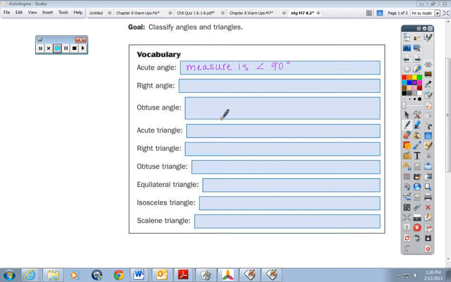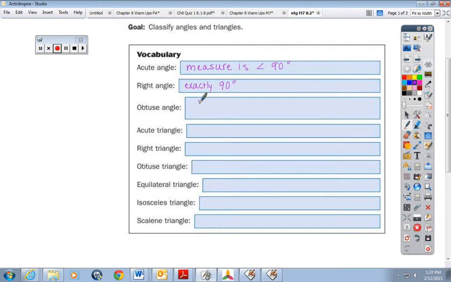Alright, so an acute angle is less than 90 degrees. A right angle is exactly 90 degrees, and I think we talked about that yesterday. Exactly 90 degrees. Obtuse, kind of like maybe obese, I don't know. It's more than 90 degrees, but it's less than 180.